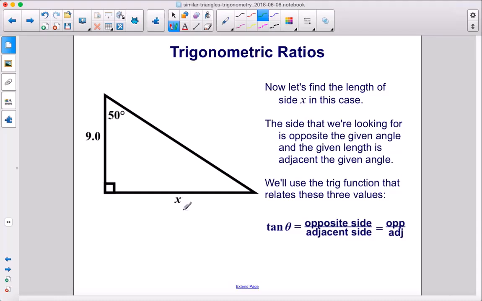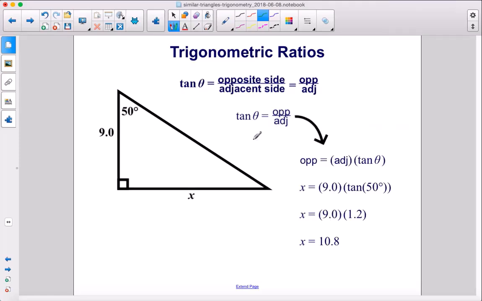Now let's find the length of side x in this case. The side that we're looking for is opposite the given angle, and the given length is adjacent to the given angle. We'll use the trig function that relates these three values. All right, so when we're dealing with opposite and adjacent, that's tan. Using our mnemonic device, SOHCAHTOA, we can use the TOA portion, which is tangent is opposite over adjacent. All right, so we have the ratio here, tan theta equals opposite over adjacent. And in this case, we are looking for the opposite side, that is x.